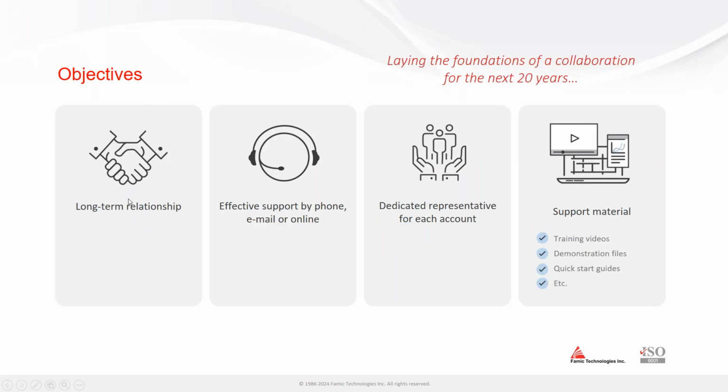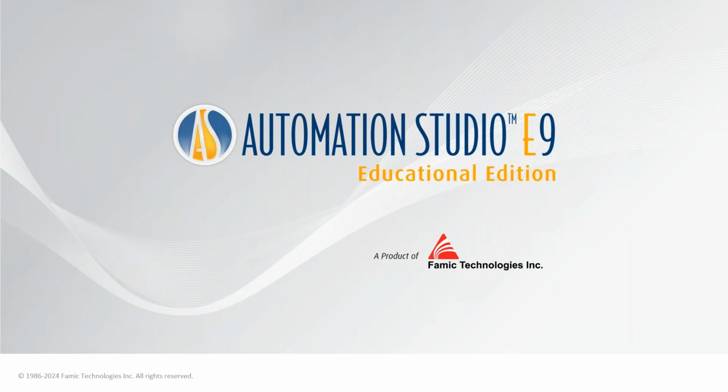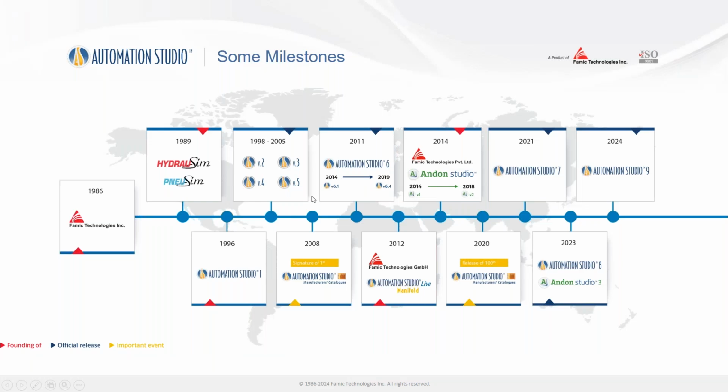Our objectives are to provide a long-term relationship and effective support by phone, email, or online. We have a dedicated representative for each account, and we also provide support material like training videos, demonstration files, and quick start guides. Today's agenda is to see the Automation Studio Educational Edition. So we will see it after this.